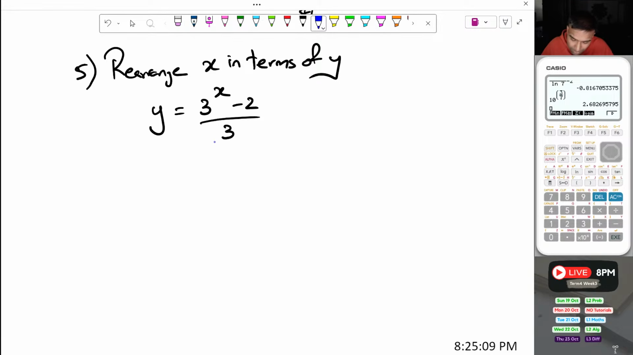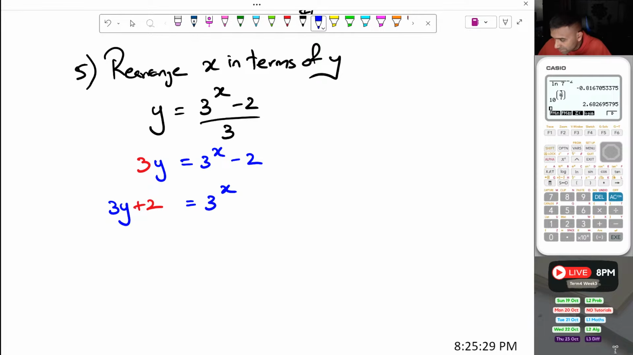All right, so we're going to do cross multiplication first. So we've got 3 times y. So that's going to become 3y is equal to 3x minus 2. Then I'm going to take the minus 2 to the other side, which will become plus 2. So this is all equal to 3x. Now, we want to have x by itself. And because we want to have x by itself, what we're going to do is take logs of both sides. So this is going to become log of 3y plus 2 equals log of 3 to the power of x.